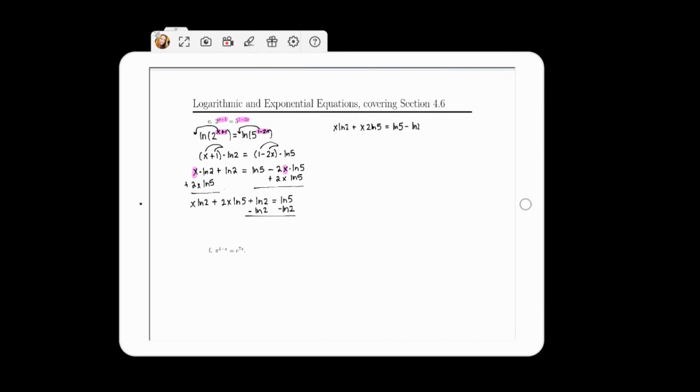Okay, great. So I have all the x's on one side and all of the numbers on the other side. So now I need to factor this x off. So I have x times the log of 2 plus 2 times the log of 5. See that? I factored the x off.